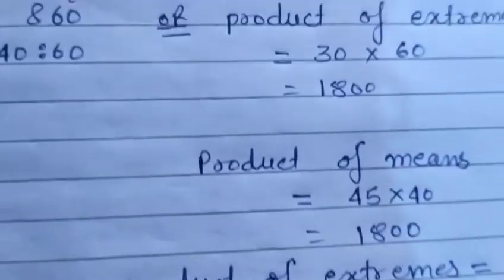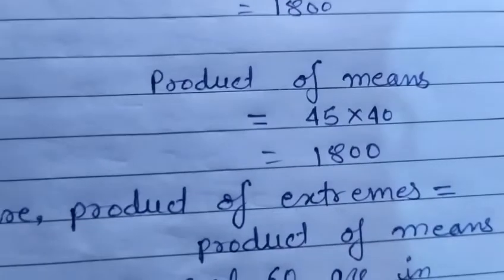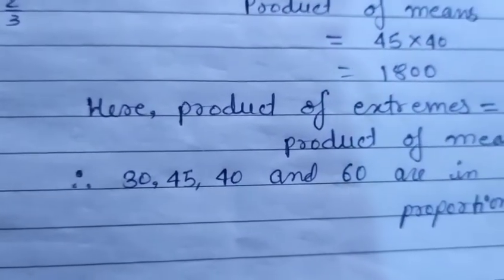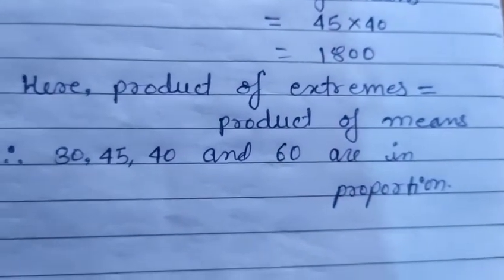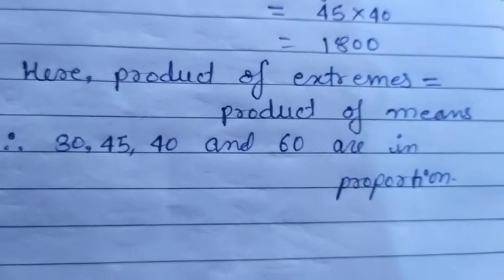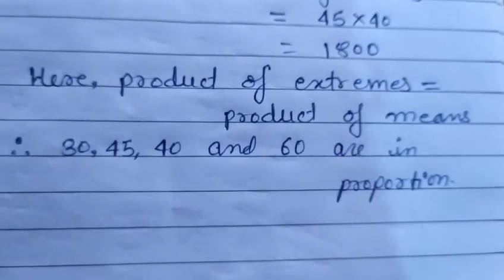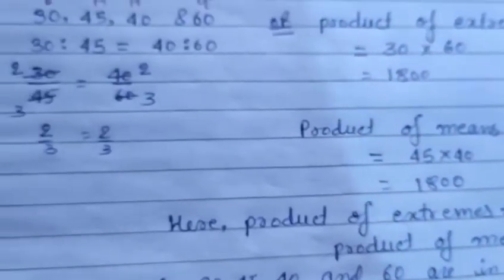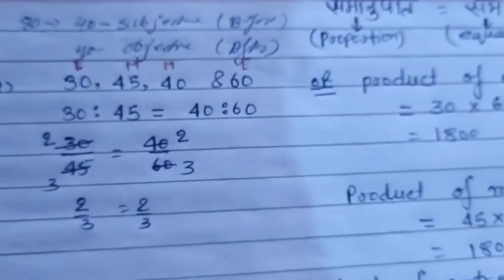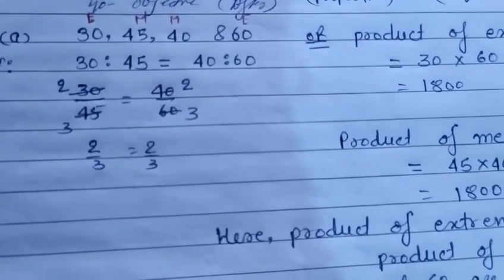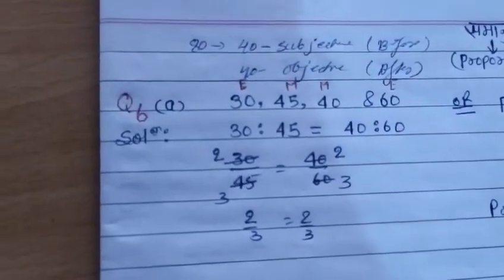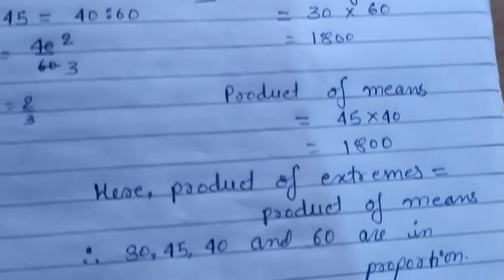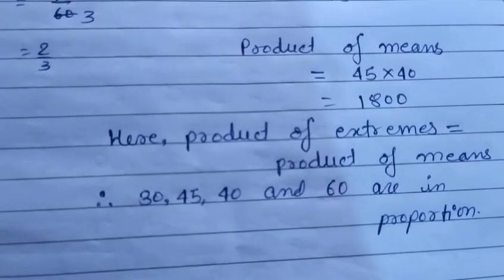So the product of the extremes and the product of the means are the same. You have to write the language like this. These are equal, so these numbers are in proportion. Either solution you can take for your question, either you can do like this or like this. The choice is yours. If you have any doubt, then you can ask.